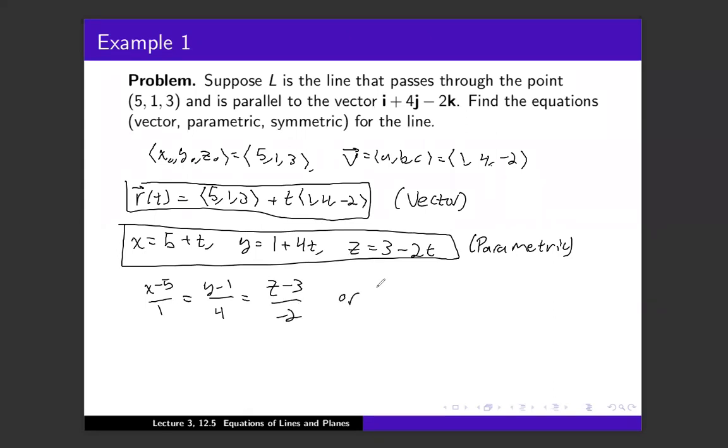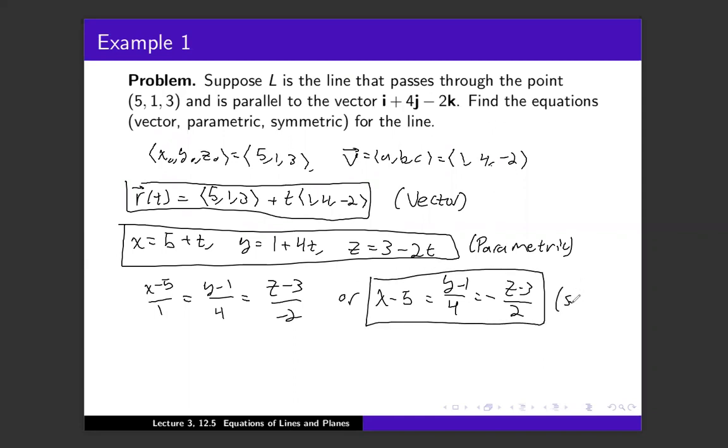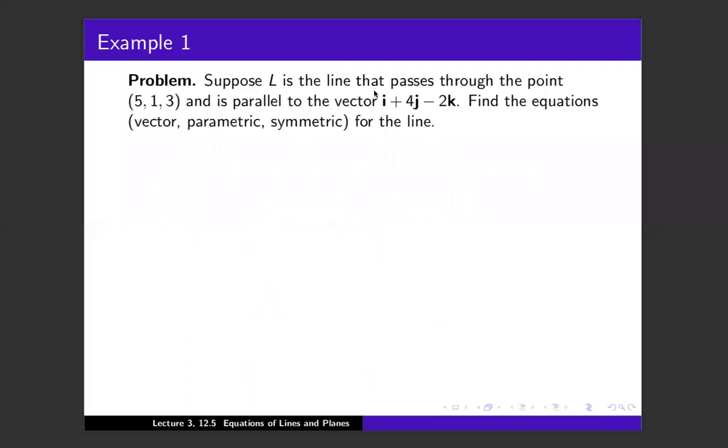Or if you want to be a little more aesthetic about it, x minus 5 is equal to y minus 1 over 4 is equal to negative z minus 3 over 2. Those are the symmetric equations. Okay, so that's the basic gist.